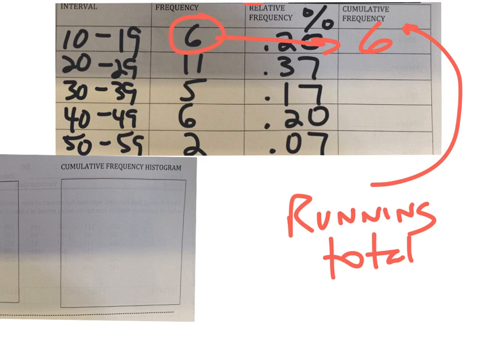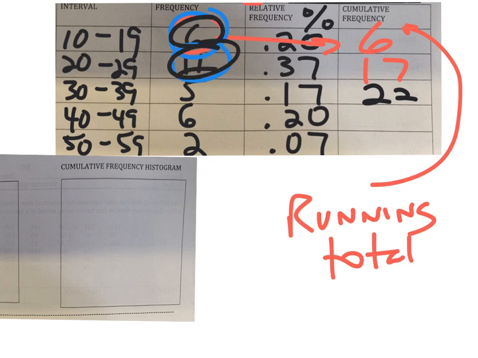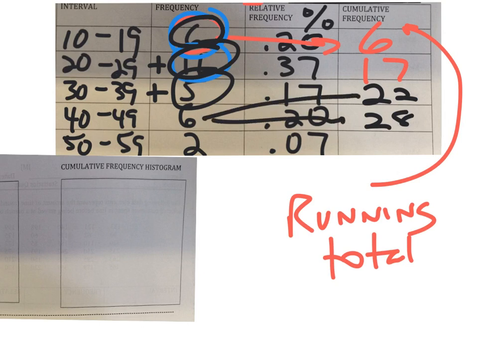Well, for the second interval, the 20 to 29, its cumulative total is going to be 17 because the first interval contains 6 data values, the second 11, so a running total up to that interval is 17. The third interval's cumulative frequency turns out to be 22. Why? Because there were 17 data values through the first 2 intervals. There's 5 more in the third, so the running total, 6 plus 11 plus 5, is 22. Here, the fourth interval, the cumulative is going to be 28, because 22 plus the 6 gives you the 28. And then my last cumulative box is going to be 30.